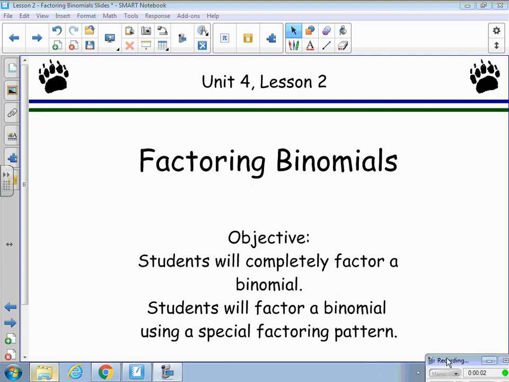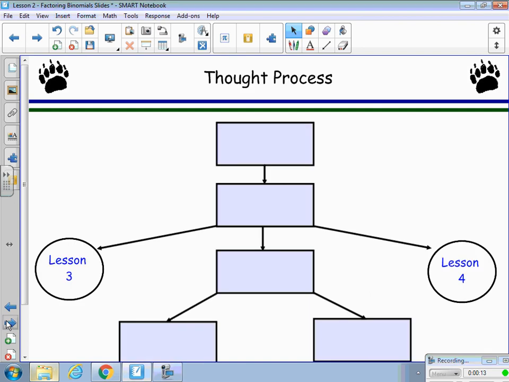This is lesson 2 of unit 4 on factoring. Today we're going to be factoring binomials. By the end of this lesson, you should be able to factor a binomial and recognize some special factoring patterns. All right, so the first sheet that you got today was on the factoring thought process.